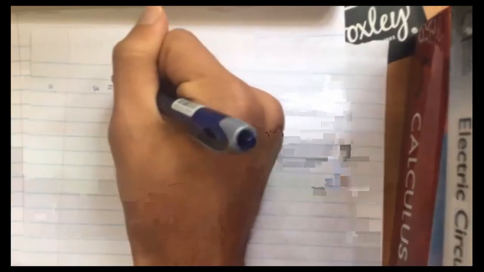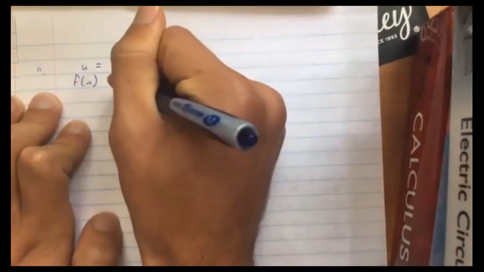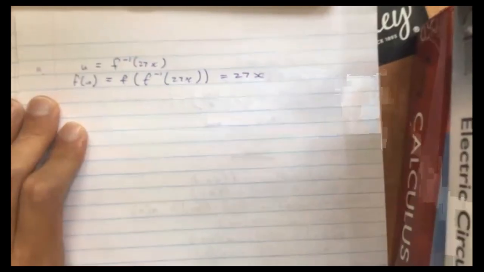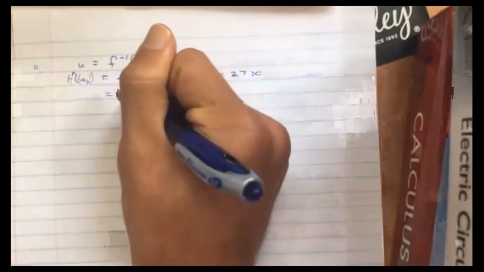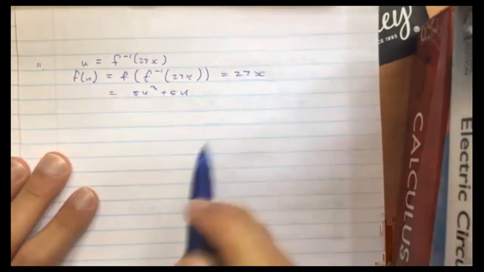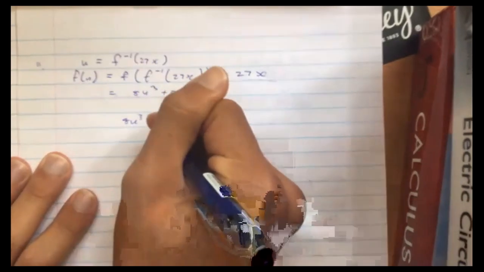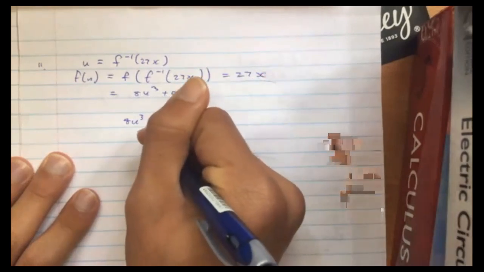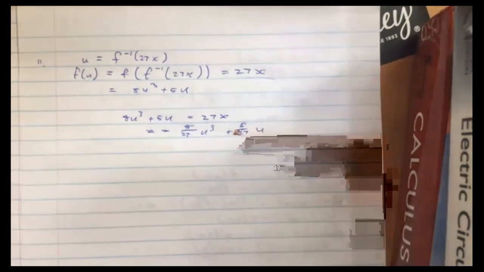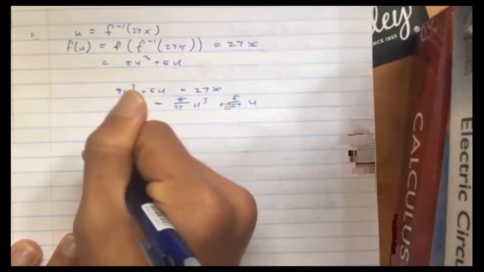So instead, what we'll do is we'll say, okay, let some u be this inverse. Now what do we know about u? Well, f of u is just f of the inverse of 27x, which by definition is just 27x. But also we have that this is 8u cubed plus 5u by the definition of f. So this must be equal to this. So that means that 8u cubed plus 5u is equal to 27x, or alternatively x is 8 over 27 u cubed plus 5 over 27 u.